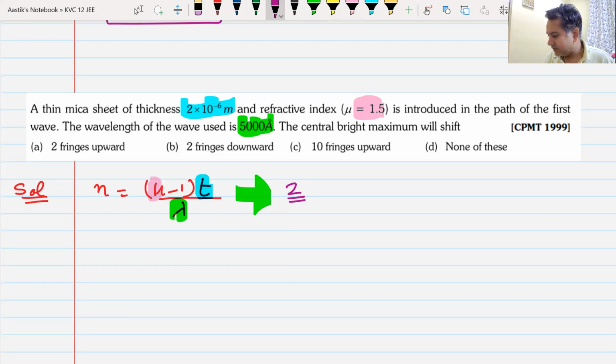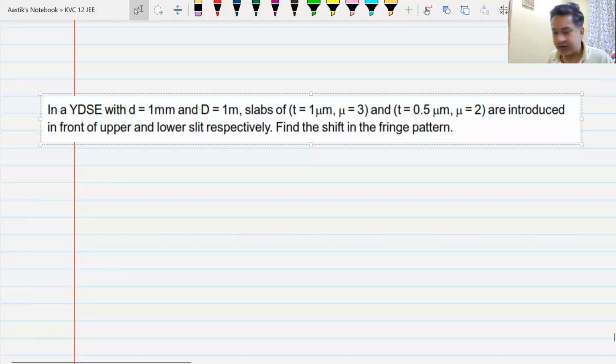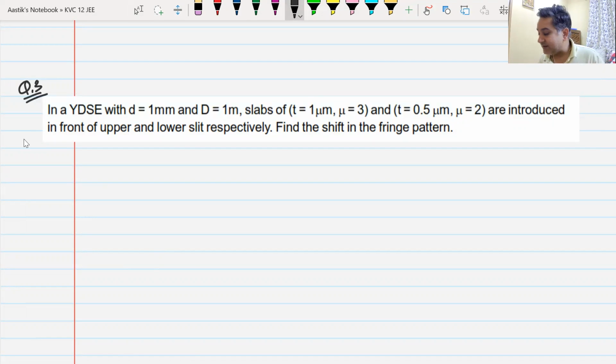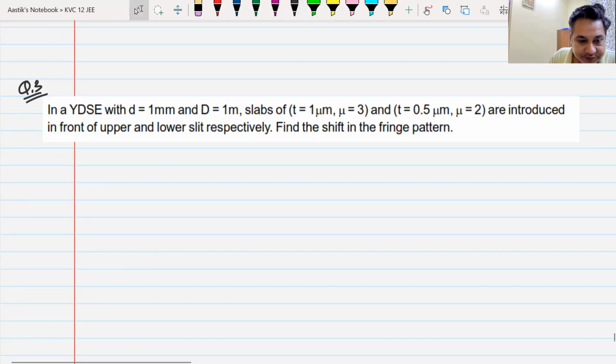Actually, I will try to get the actual language of the question as well, but anyways, you can do this. Question number 3. In a YDSE experiment, small d is 1 mm and capital D is 1 meter. Thickness of slab 1 micrometer, mu 3. Thickness of second slab 0.5 micrometer introduced. So one is in the upper, the second one is in the lower. Find the shift in the interference pattern. I'll give you 2 minutes to solve this.